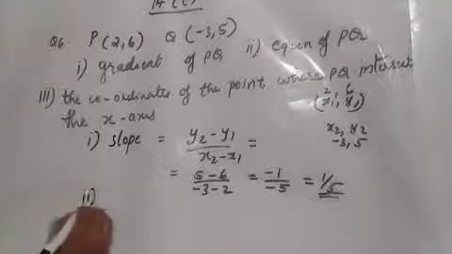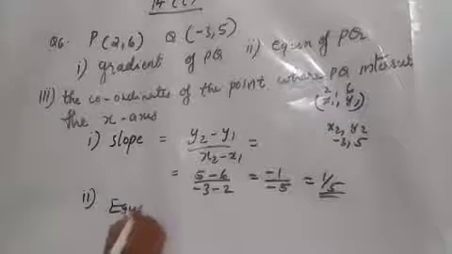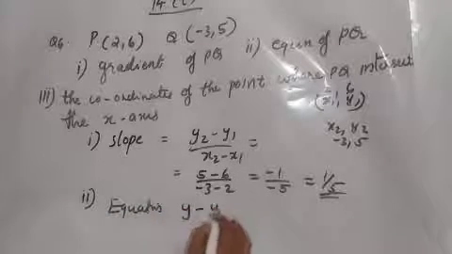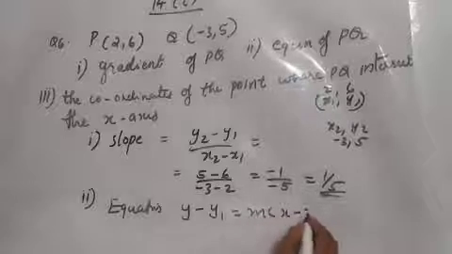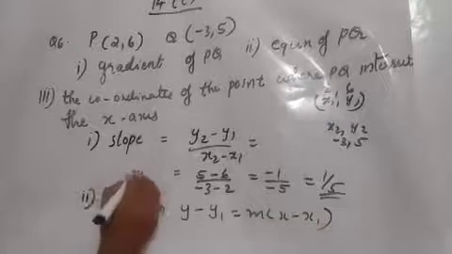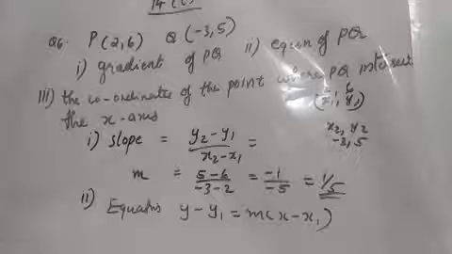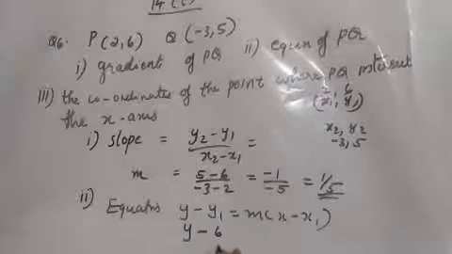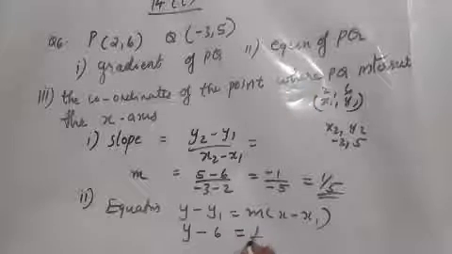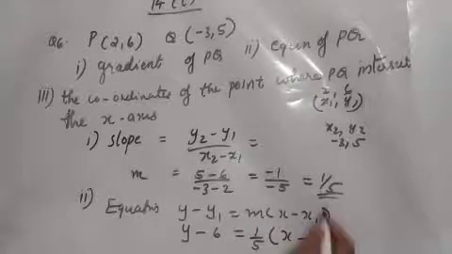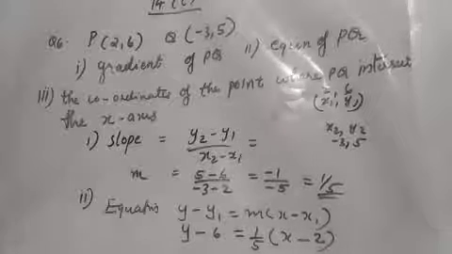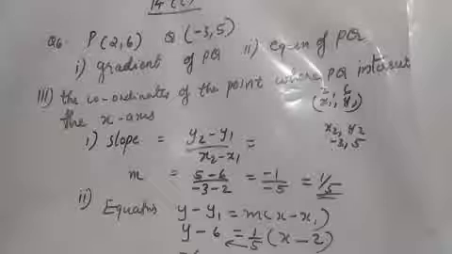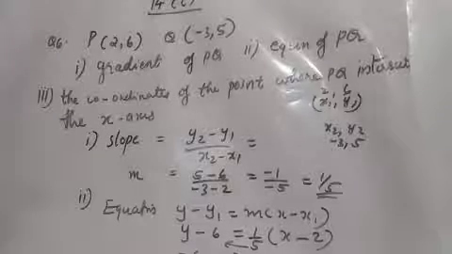Second question is the equation of PQ. How can we find the equation of PQ when 2 points are given? Yes, y minus y1 equals m into (x minus x1). Here the slope is 1 by 5. We calculated that, no? So substitute: y minus 6 equals m, 1 by 5, into x minus x1, 2. Okay, simplify this. Cross multiply: 5 into (y minus 6) gives 1 into (x minus 2).